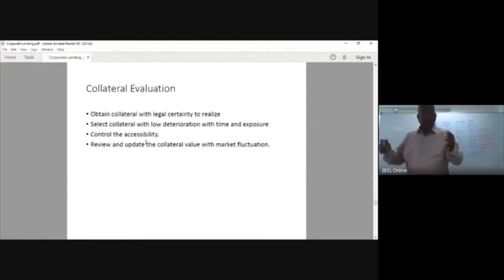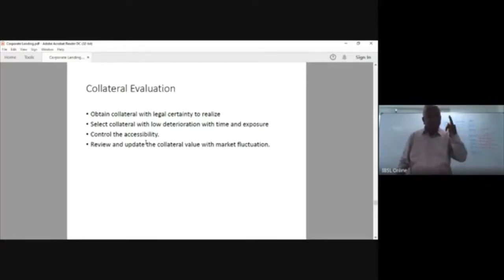Then the collateral evaluation. Even in the consumer credit analysis, we have learned the collateral, the requirement of the collateral, various things we have discussed. So of course you have to remember that here also. Obtain collateral with legal certainty to realize. That is, if anything goes wrong, you must be able to realize the collateral. Legally, there should not be any cumbersome process.